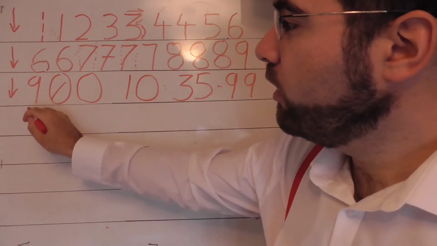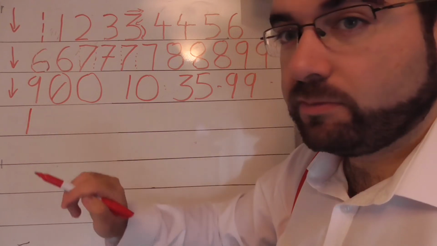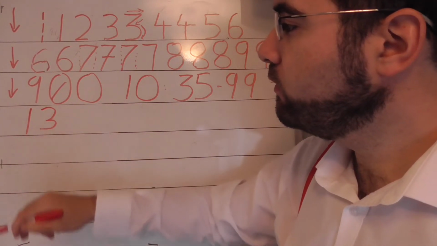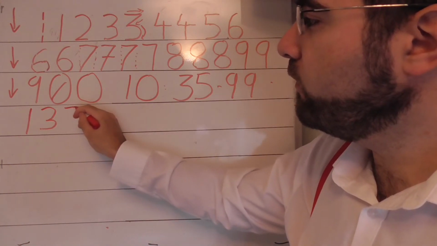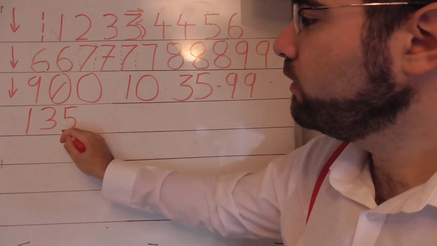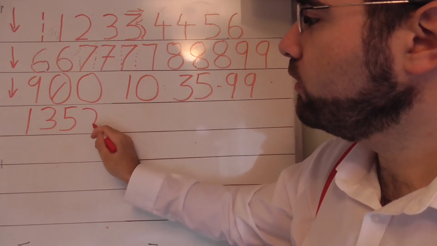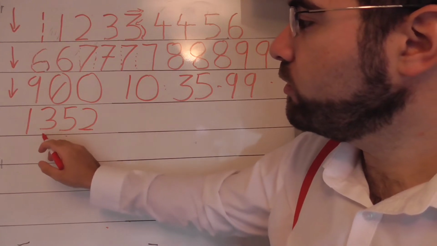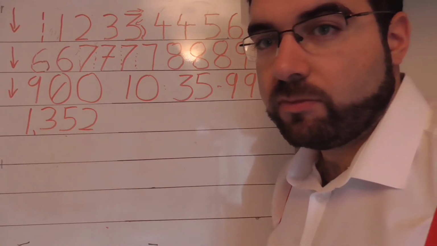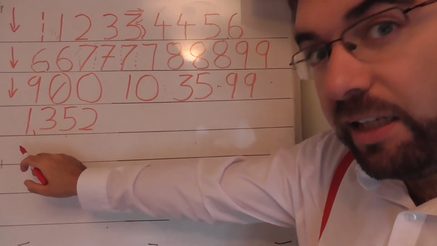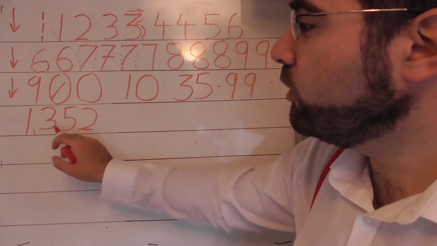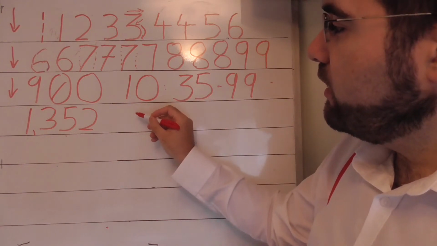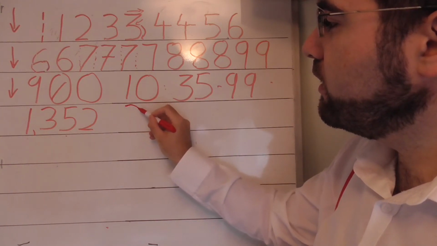So let's say we have 1,300 and say 52. Then here, 1, 2, 3, a little comma. Yeah. So it's easily distinguishable. 1,352. Very nice. But then let's say it's 26.